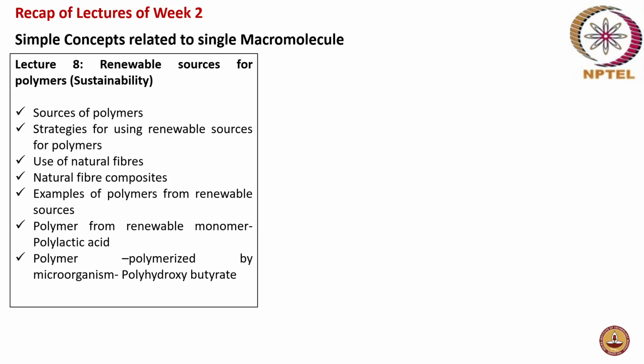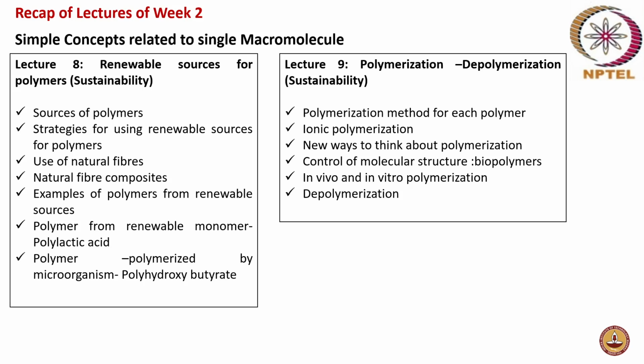Right now, you have plant-based sources and animal-based sources, right? So these were all discussed. What are the natural fibers and how can you use these natural fibers in composites? And the polymers from renewable sources like polylactic acid and polyhydroxybutyrate, which is from microorganisms, right? These were all discussed. Next, polymerization, depolymerization.